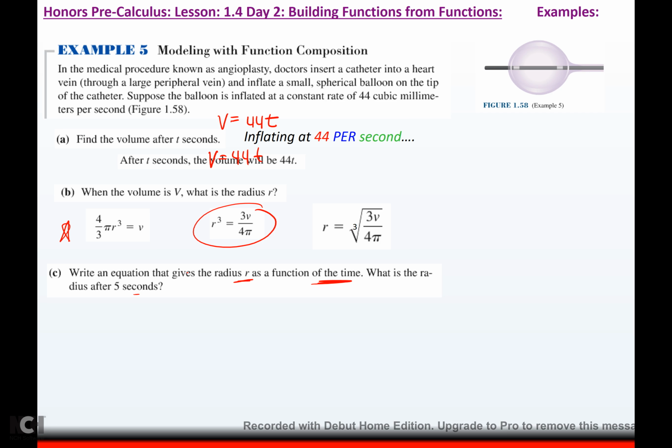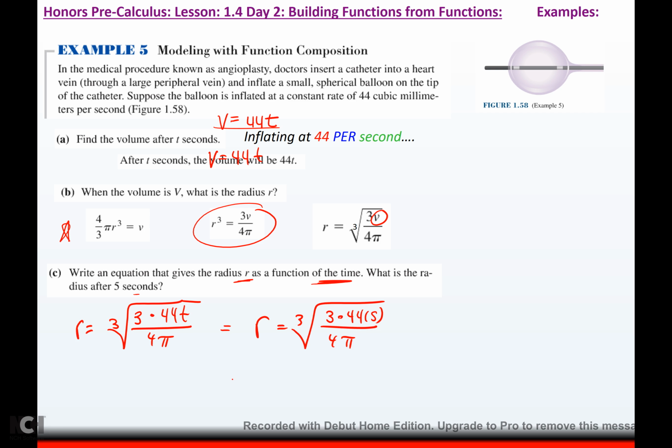Well, what they're telling you is my r is going to be the cube root of 3 times my volume. My volume is 44t over 4 pi. So if I plug in 5 for my time, I get r equals the cube root of 3 times 44 times 5 over 4 pi. And if you type that in a calculator, you get approximately 3.74, what is that, millimeters. Okay.